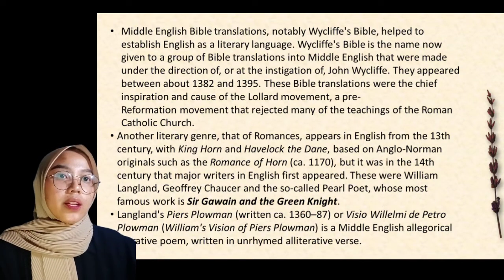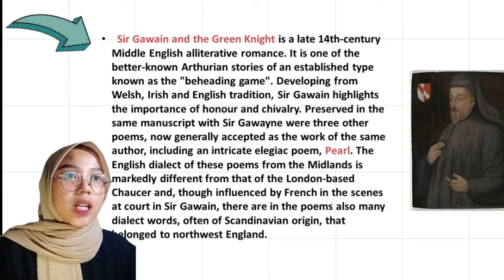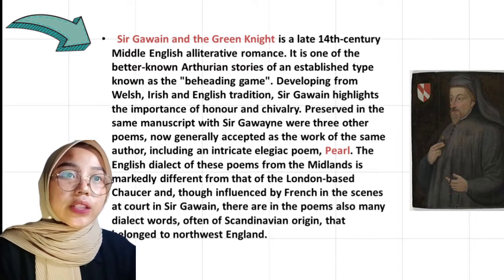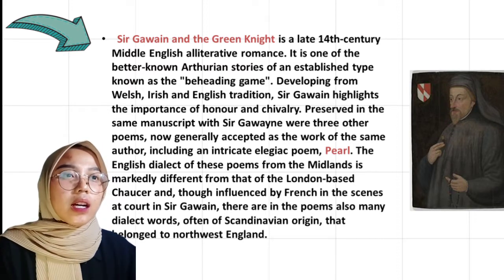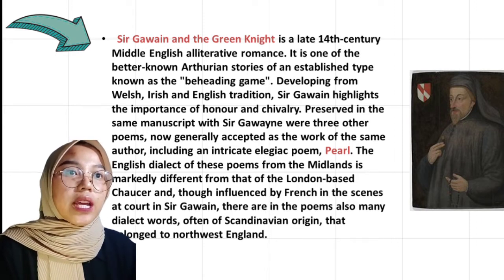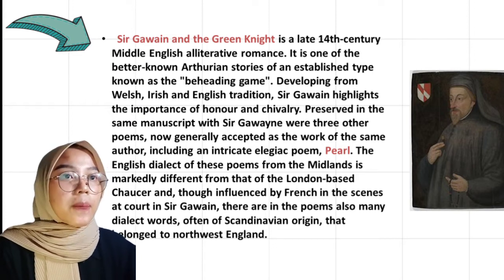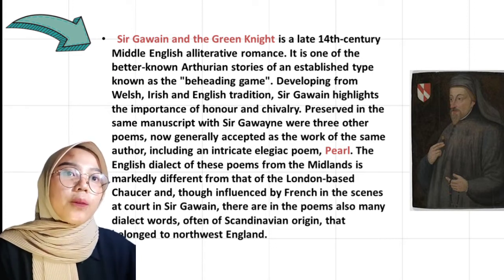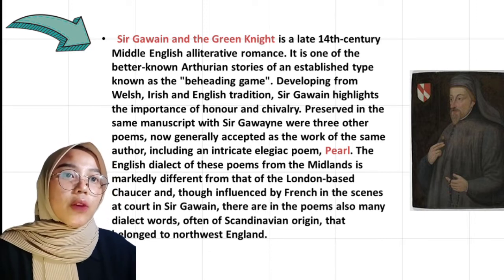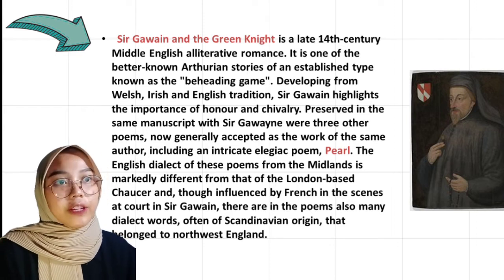Next, there is Sir Gawain and the Green Knight. It is a late 14th century Middle English alliterative romance. It is one of the better known Arthurian stories of an established type known as the beheading game, developing from Welsh, Irish, and English tradition. Sir Gawain highlights the importance of honor and chivalry.